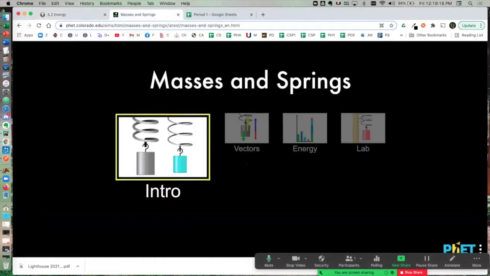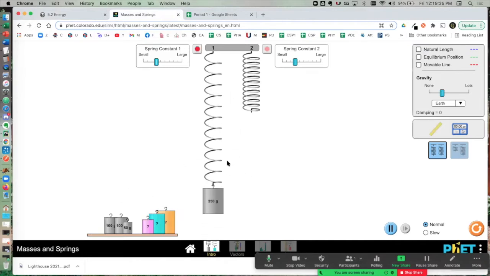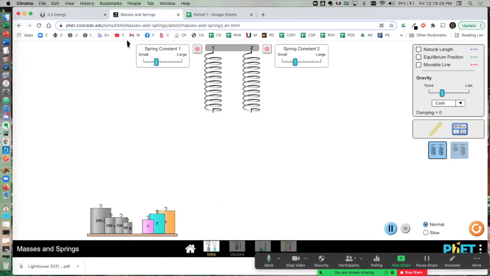Here it is, all open. We're going to click on the intro tab first, and we're going to have this spring, and we can put different masses on it, and it can bounce up and down, and you can't ever catch it once it's off.